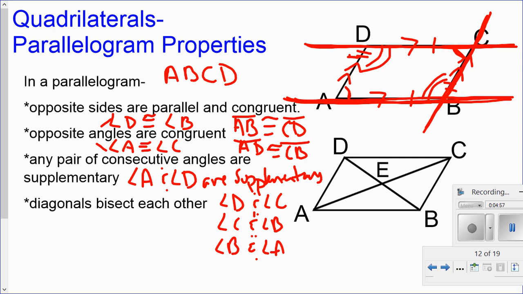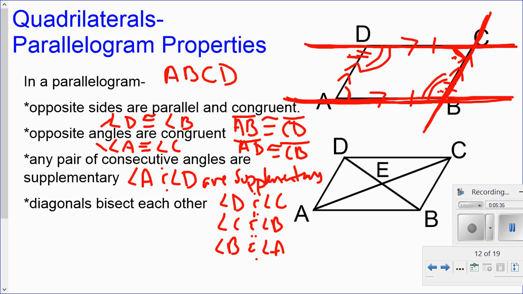Okay, so we just said that they're supplementary. Well, here's why. Because in relationship to the parallel lines, those two angles, right here and right here, are same side interior. They're on the same side of the transversal, and they're on the inside of the parallel lines. If you recall from earlier in the semester, we said that same side interior angles are supplementary when the lines are parallel, cut by a transversal, which is what we have here. So that's why angle C and angle B are supplementary, because they're same side interior angles.